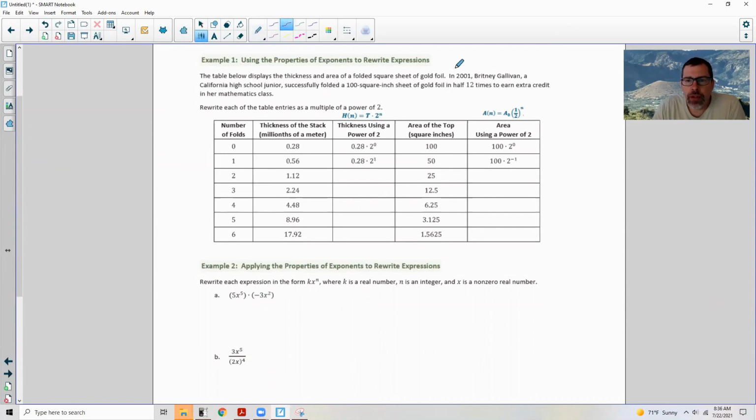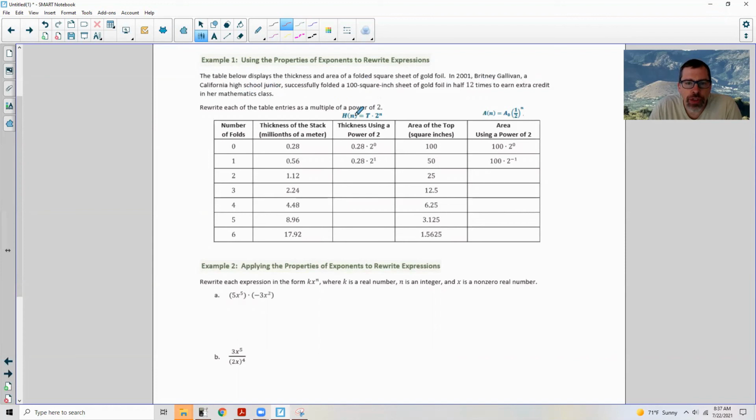Okay, kind of like the foil used to wrap candy or chocolate. In 2001, Brittany Gallivan, a California high school junior, successfully folded a 100 square inch sheet of gold foil in half 12 times to earn extra credit in her mathematics class. Rewrite each of the table entries as a multiple of a power of 2.